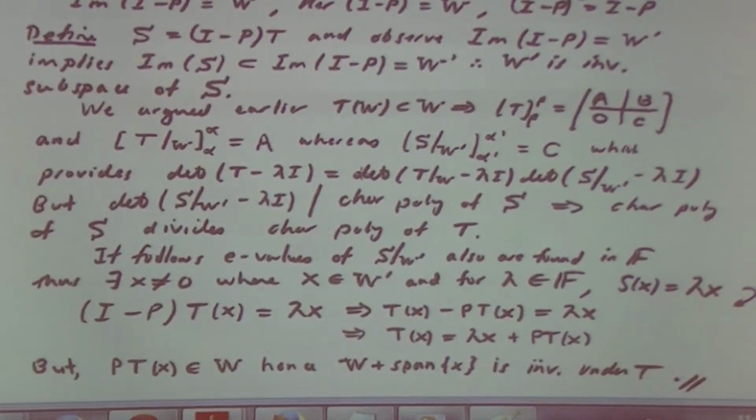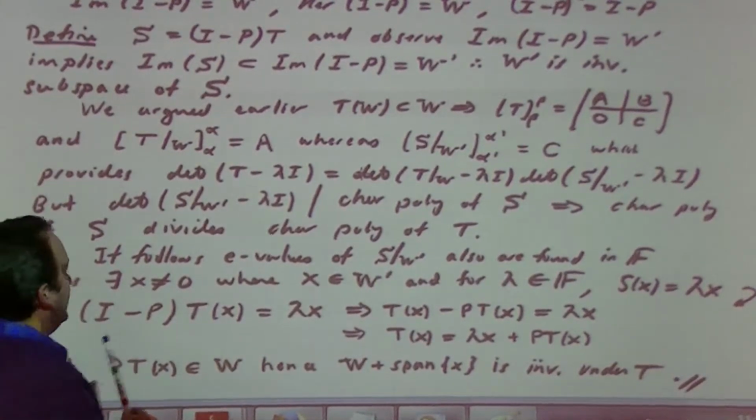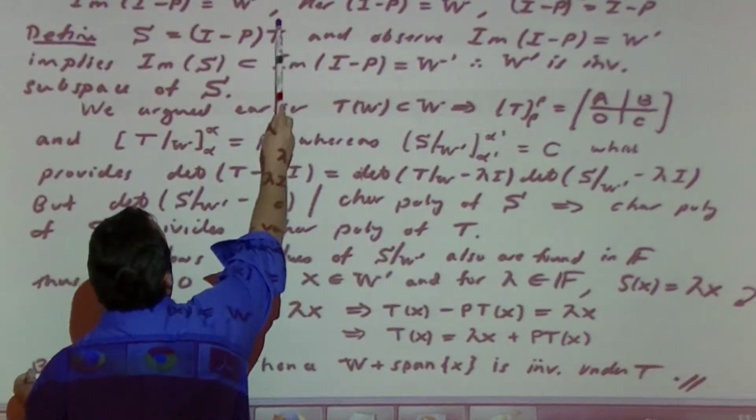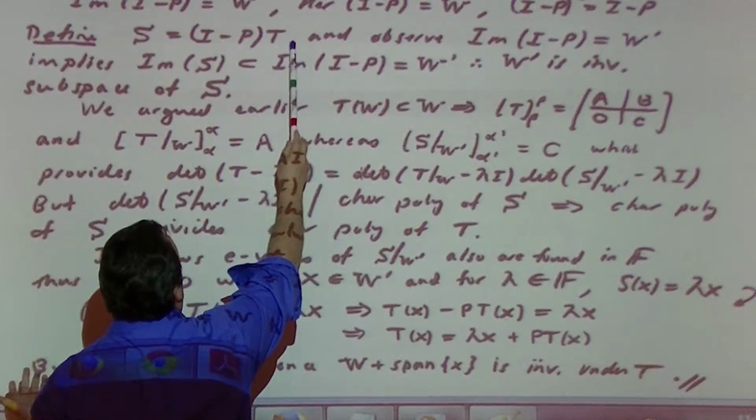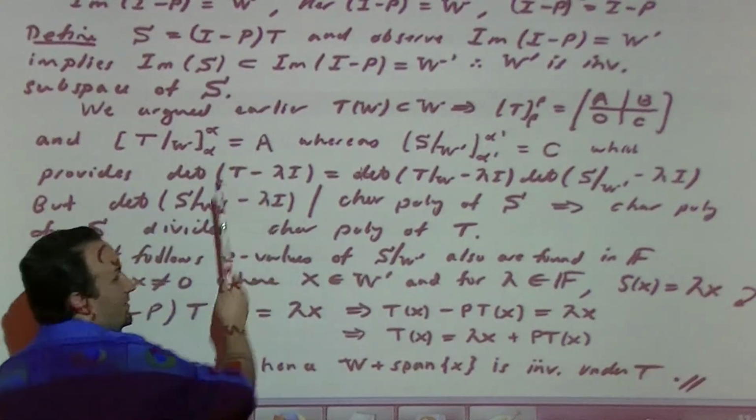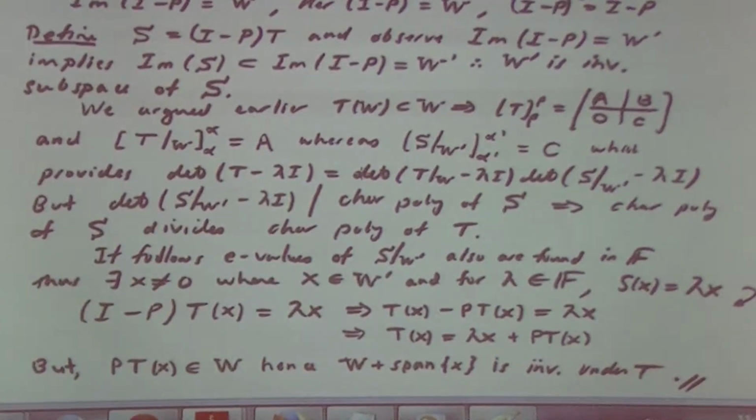If you pick something in W prime, that gives you T of V. Well, T of V doesn't have to be in W prime, right? But this puts it back in W prime. So it follows then that S has W prime as an invariant subspace. But what does that mean? That means that S restricted to W prime, the characteristic polynomial of that divides the characteristic polynomial of S.